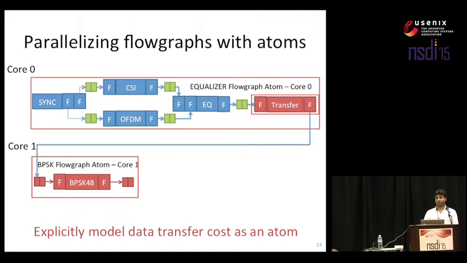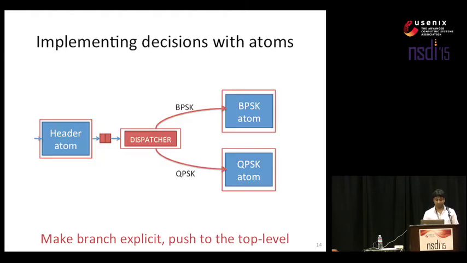So at this point, we have implemented all our blocks as atoms. We have also implemented our data flow graph in each mode as an atom. But we still need to put in some branches to deal with the decision logic of which specific mode to pick. So I won't go into too many details here, but the basic idea is again the same, which is to explicitly insert a dispatcher atom, which the system provides. And this dispatcher atom can actually read a decision. So in this case, I show the header atom, which can decode the packet header, and then decide which is the next state to execute.